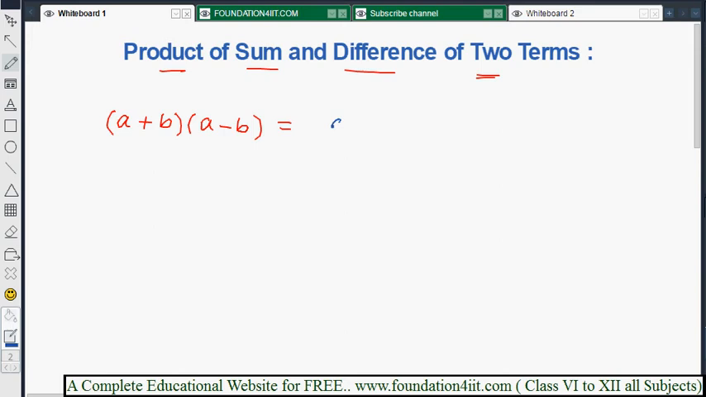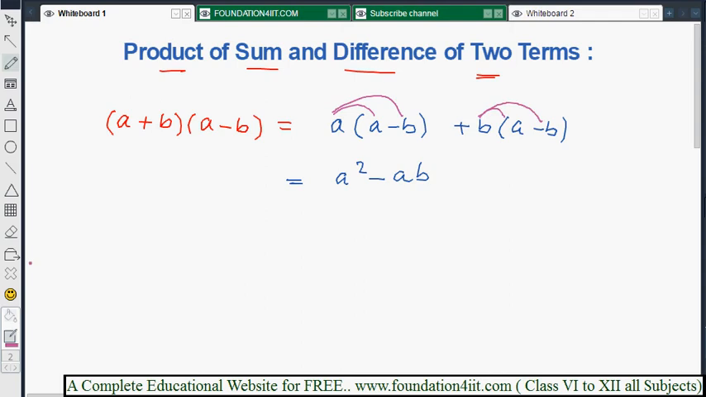When you apply, first is A, multiply the full second expression, that is A minus B, plus the second term in the first expression multiplied with A minus B. We already discussed this previously. Now if you simplify, A into A is A square, minus A into B is AB. First term multiplied with both: A into A is A square, A into B is AB, so minus AB. Similarly B into A, and B into minus B we need to write.